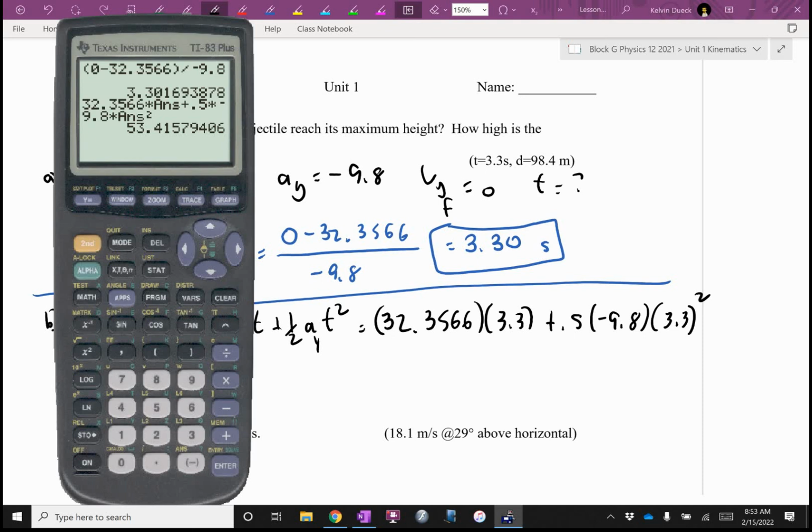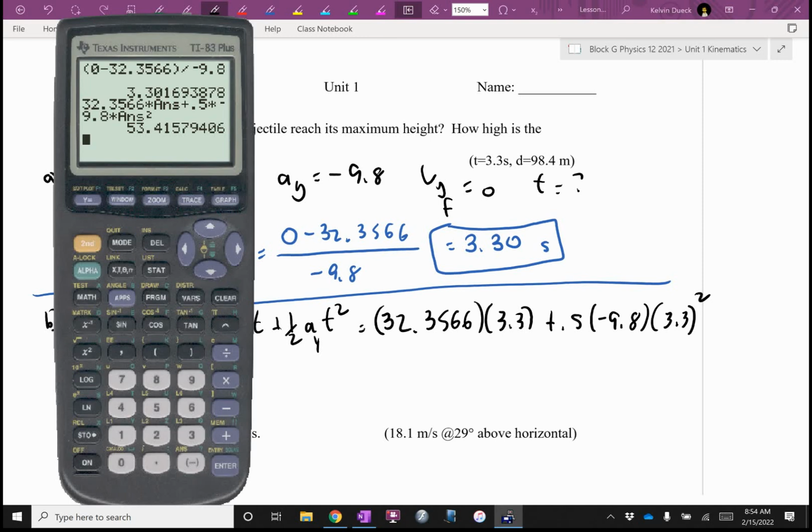I got 53.4. Why does the answer say 98.4? Why is this wrong? We found how high above where we started from. We're 53.4 meters above initial.